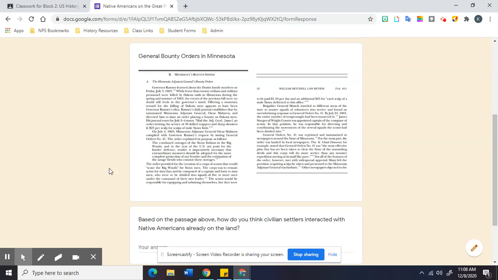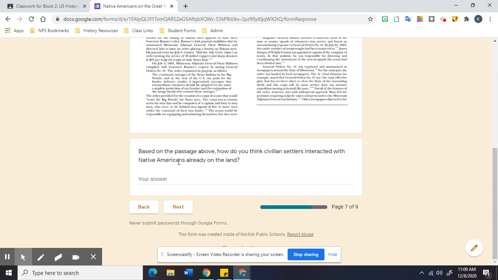Now, here is a passage that explains the Minnesota bounty system. Basically, what happened was orders by the governor of Minnesota were given out that promised $25 for the scalp of any Dakota man that citizens, settlers of Minnesota killed and brought back to the governor's office. The idea is that civilian settlers were also involved in the warfare and conflict with Native Americans. It wasn't solely the U.S. Army.